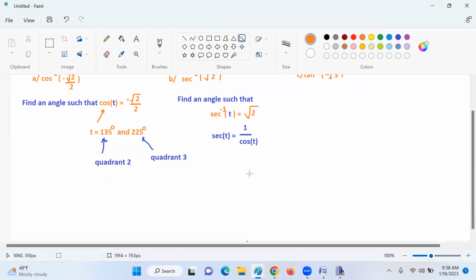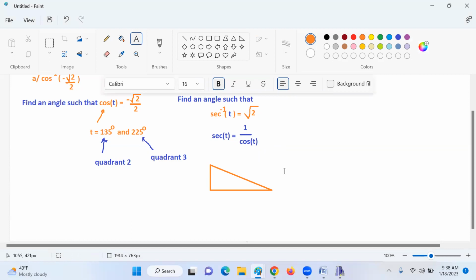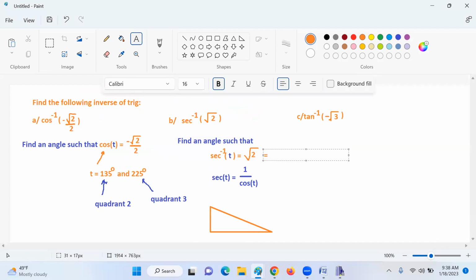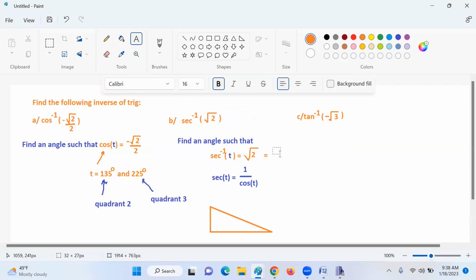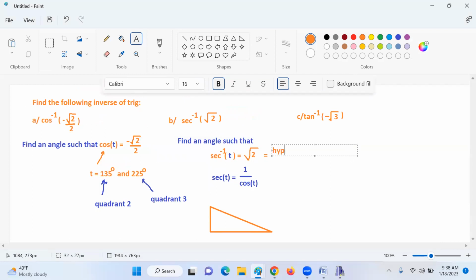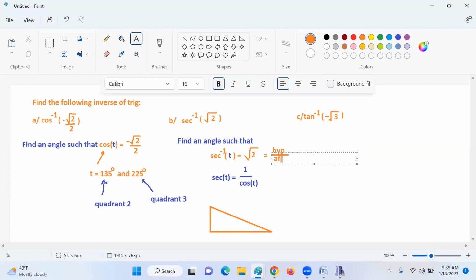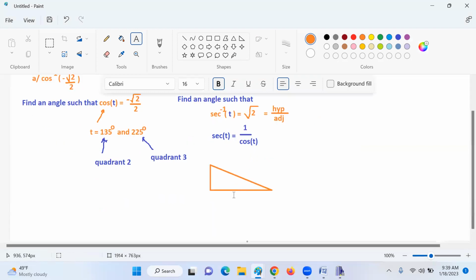You're going to draw a triangle here, and then you're going to look at it. What does the secant mean? The secant is hypotenuse over adjacent, correct? Because the cosine is adjacent over hypotenuse, the secant would be hypotenuse over adjacent. So the adjacent is going to be 1.